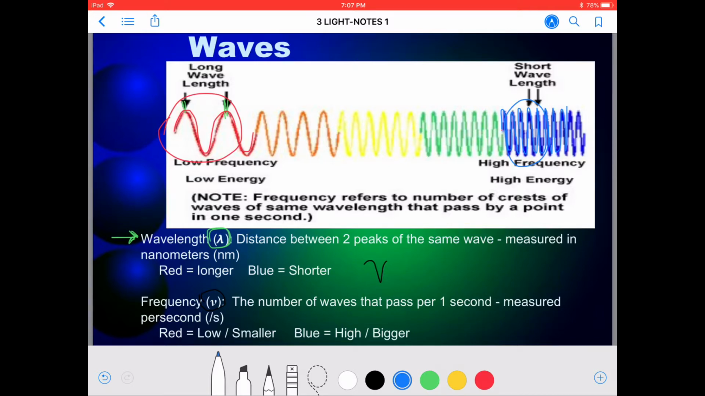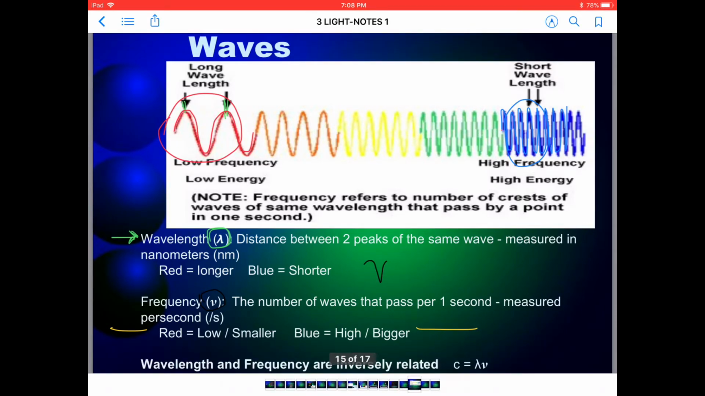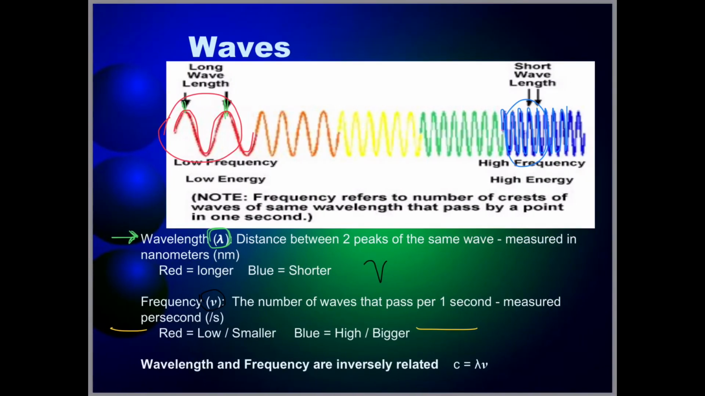So that's showing you that your red frequencies are lower, or a smaller number, than the blue frequencies, which are higher. With this, you guys, I'm hoping, can see that wavelength and frequency are actually inversely related to each other. So it says that at the very bottom. And something else that was inversely related that we studied at the beginning of the year was Boyle's law with pressure and volume of a gas.